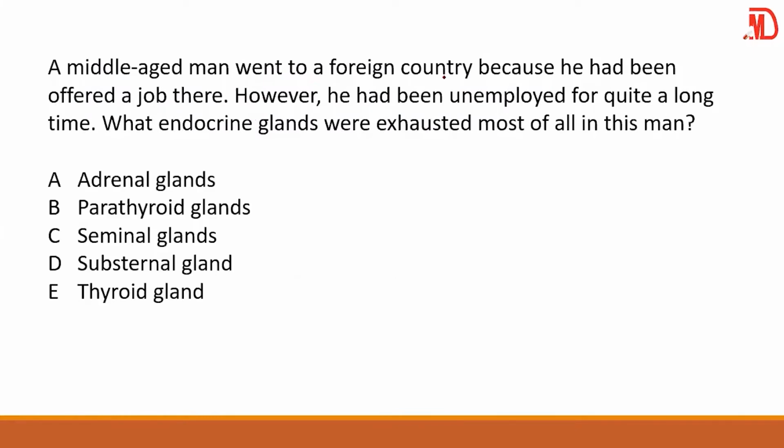We have a middle-aged man who went to a foreign country because he had been offered a job. However, he had been unemployed for quite a long time. What endocrine glands were exhausted most of all in this man? Look, this person has traveled all the way for a job, and now he has been unemployed. So what do you think will be happening to this person? Of course, this person will be stressed. Unemployment will lead to psycho-emotional stress. And the main stress organ in the body is the adrenal gland.